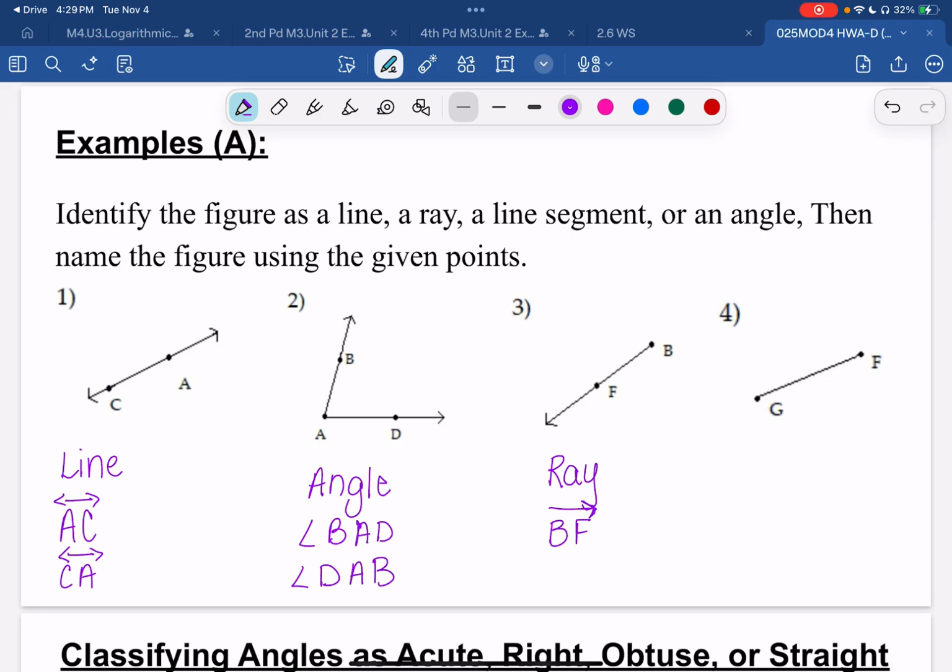4 has no arrows. It's just got 2 endpoints. So this would be a line segment. And this would be line segment GF. And again, we wouldn't put any arrows above that. We could also call this segment FG.